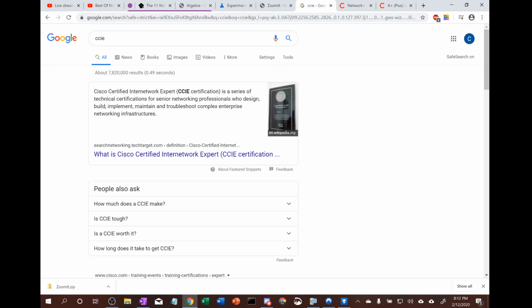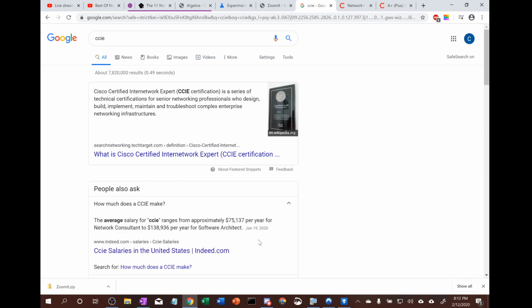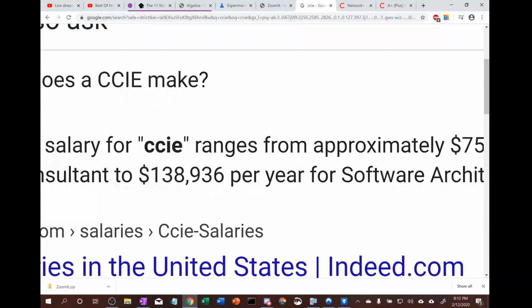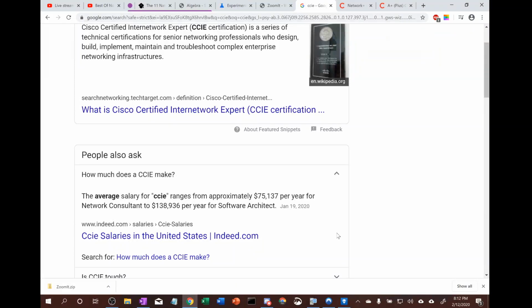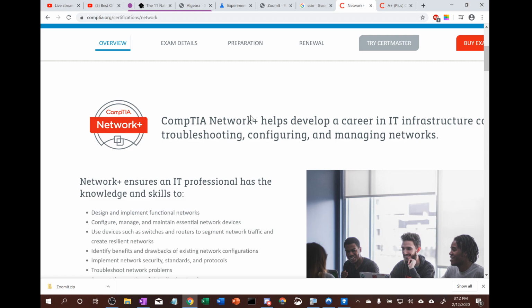So the CCIE path, that is a huge monster. But you can see how much does a CCIE make? Check this number out: $138,000 per year. Really? Yep. So you'd be a network admin, sysadmin. That's a cool role. You'd have root access to all the Linux servers. That's what Network Plus gets into: Linux and Unix, and teaches you how to use PowerShell in Windows to do all kinds of cool stuff, and hashing and stuff like that. You would love it.